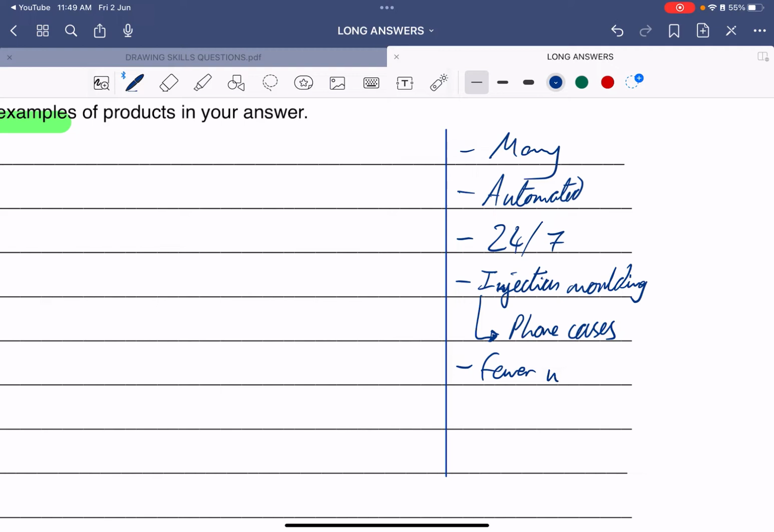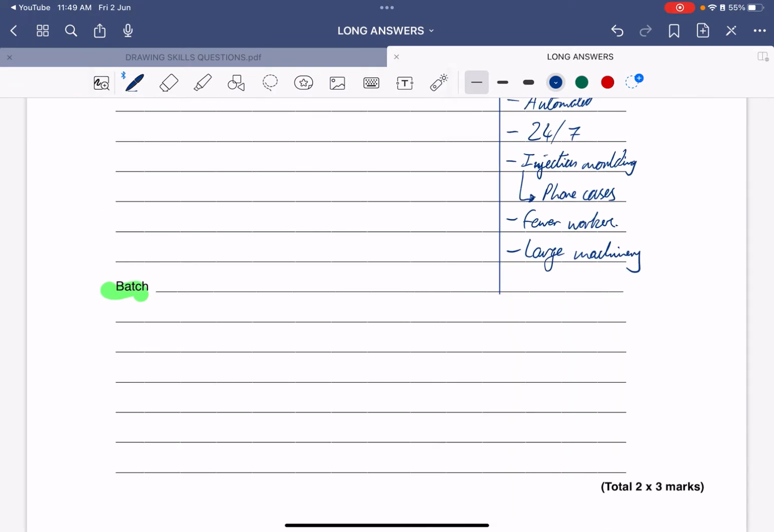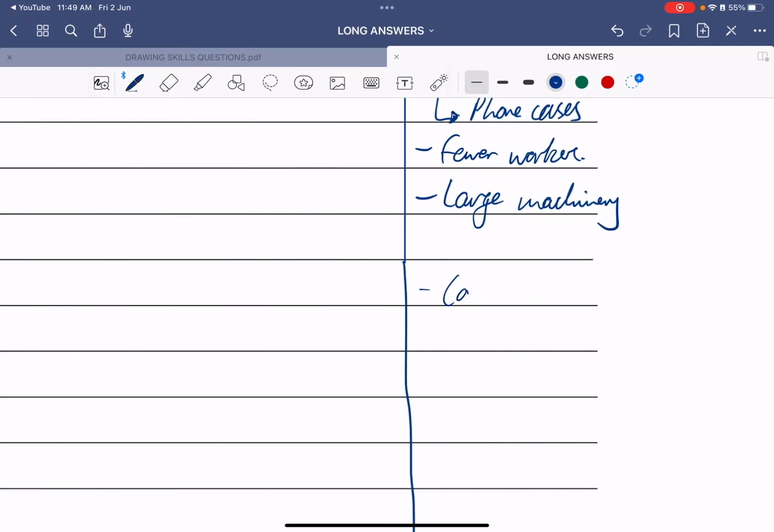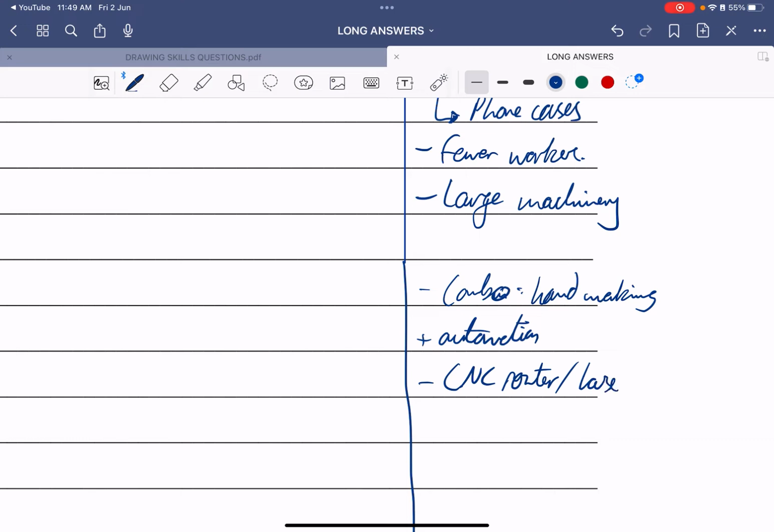Fewer workers. And large machinery. Okay, whereas batch, this tends to be using a combination of, actually I'll just put a combo of hand making and automation. Typically you'd expect to see things like CNC router and laser cutter, along with some hand finishing or something like that.